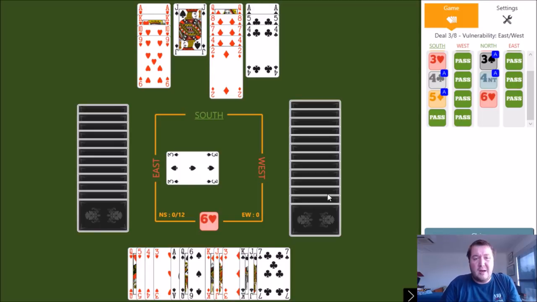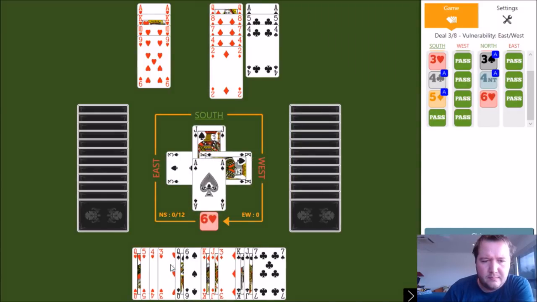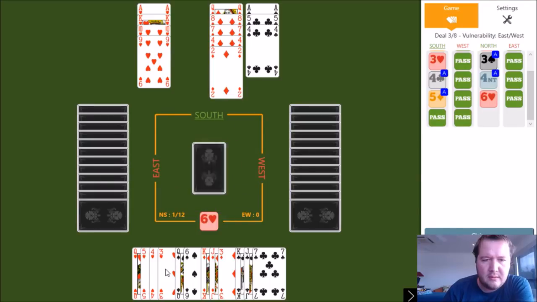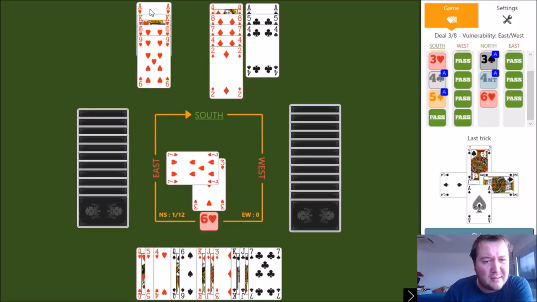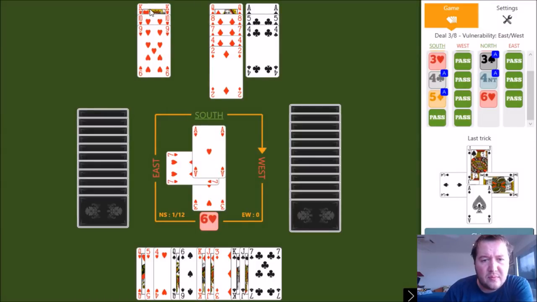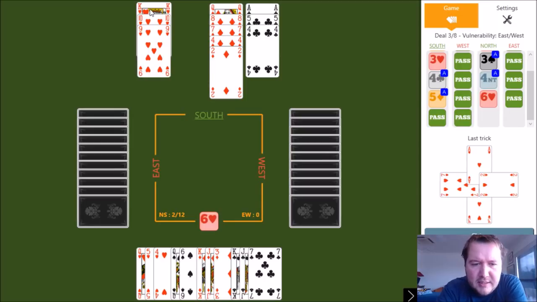If hearts break, then we can, if hearts and diamonds break, then we're just all good. I can throw a club from the north hand. So let's just put in the Jack of Spades. And we kind of have to guess who's got four hearts. So low heart to the seven and two.